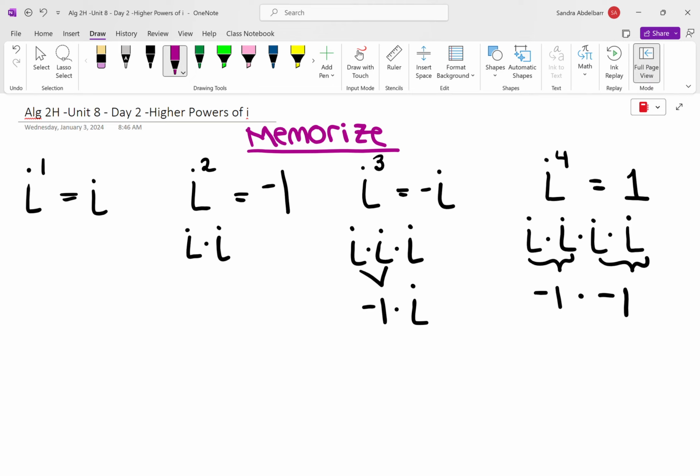Do you want us to memorize the pattern, or do you want us to memorize these? No, I want you to know that i to the third is -i. Yep.